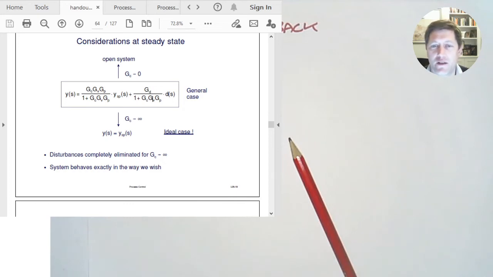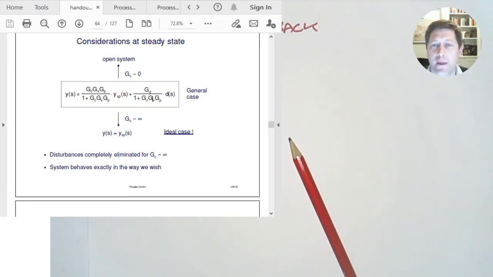The other consideration is, what if GC gets big? So then we look at this. If GC is on the top here, GC is on the bottom here, plus 1. So the bigger GC gets, the more that this function is going to tend towards 1, because the plus 1 becomes increasingly insignificant. So if that tends towards 1, what does that mean? Well, that means that ys will start to equal ysp.